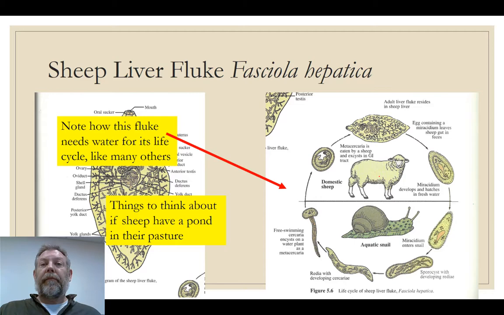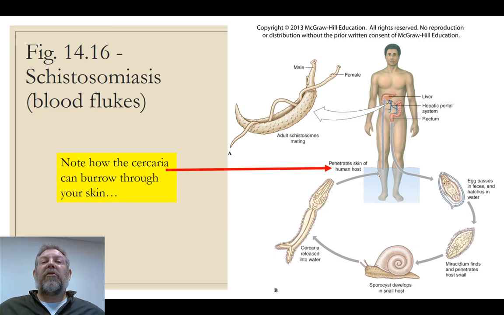Okay, here's another human parasite that you may have heard of, schistosomiasis. These are blood flukes. Similar idea, you've got a trematode that infects humans, and then it has a mollusk host, but these live in the blood, not so much in the liver. You'll notice that with this particular fluke, the way it infects you is not by eating undercooked meat, but actually it burrows through the skin. So you can pick these up by going swimming, for example.